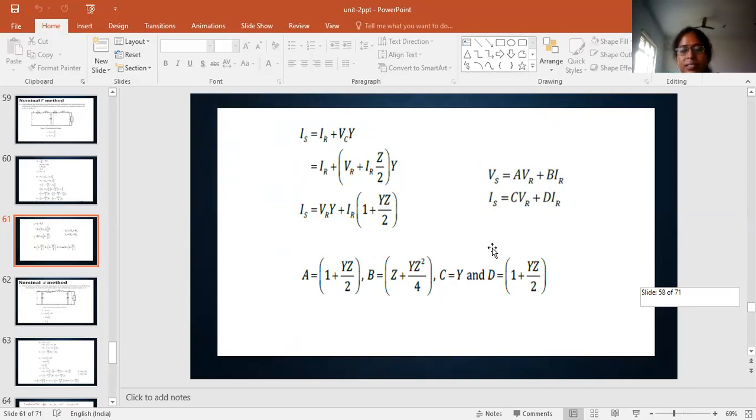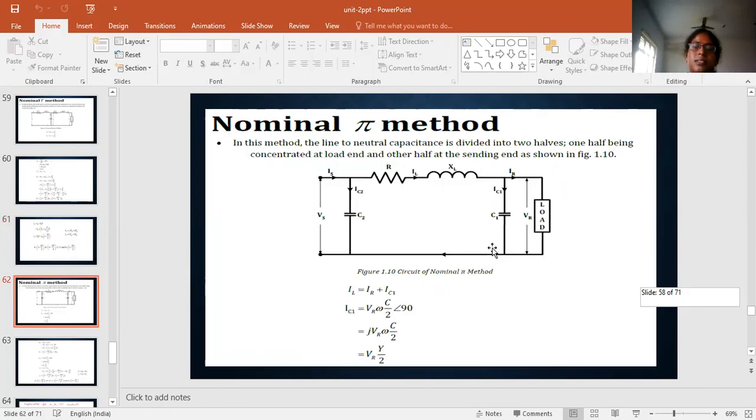In the next class, the topic we will discuss is the nominal pi method for the ABCD calculations.